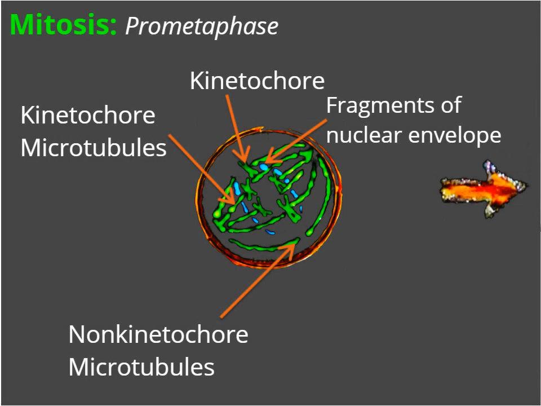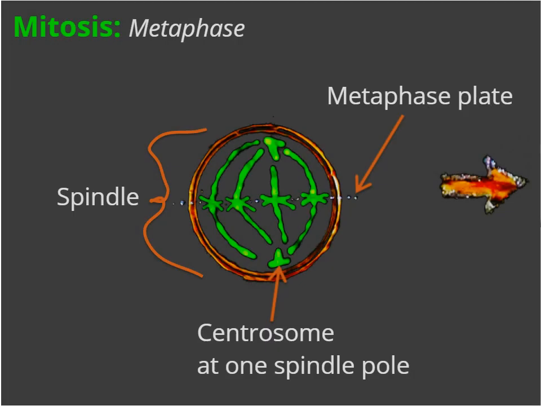Prometaphase. Key features. The second stage of mitosis, in which the nuclear envelope fragments, and the spindle microtubules attach to the kinetochores of the chromosomes. Metaphase. Key features. The third stage of mitosis, in which the spindle is complete.